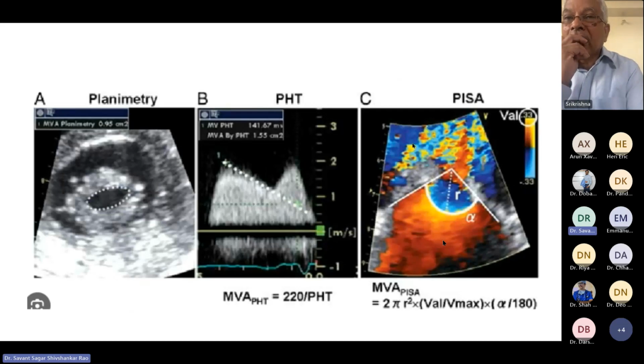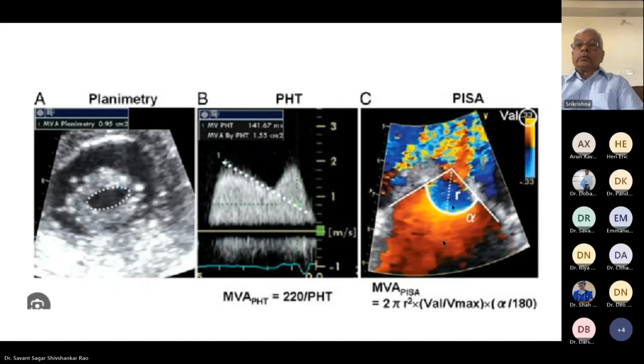So assessing the valve area is mainly by three parameters: planimetry, that we visualize through 2D echocardiography short axis at the mitral inflow; pressure half time, which we will understand further; and PISA, which we had already seen. By reducing the aliasing velocity, we get an aliasing at the mitral inflow level. We get a hemicircle, calculate the radius and put it into the equation.